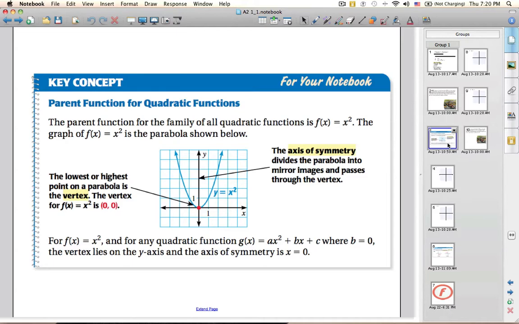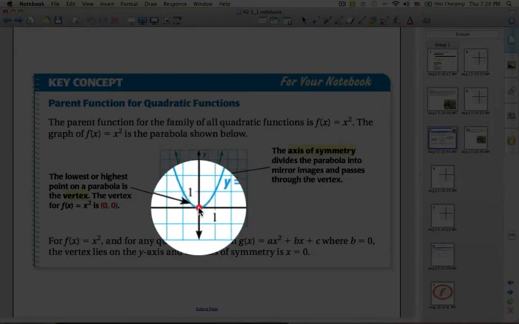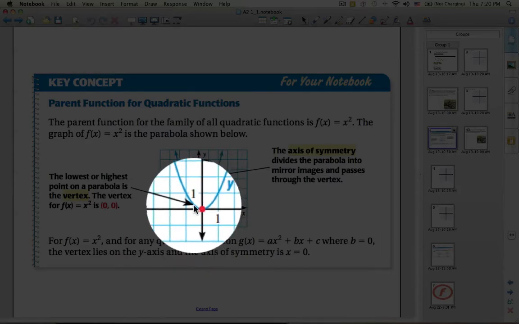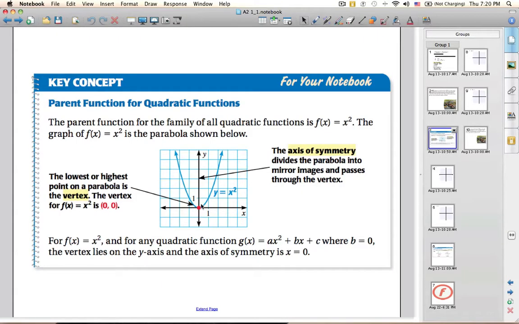So here are some key concepts that are going to review our vocabulary. Again, we discussed the axis of symmetry. This is the graph of y is equal to x squared. The axis of symmetry is a vertical line that passes through the vertex of a parabola. This point here is the vertex of the parabola. Because this parabola opens up, the vertex, you can see, is the lowest point of the parabola. If the parabola opened down, the vertex would be the highest point on the parabola.